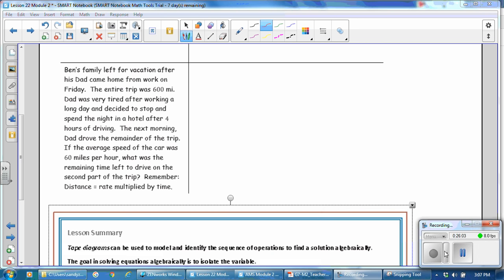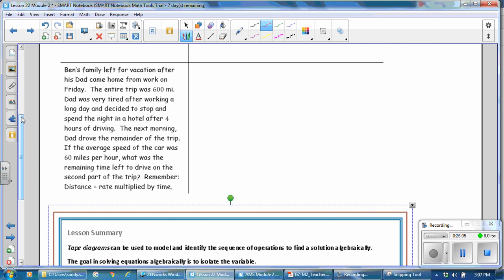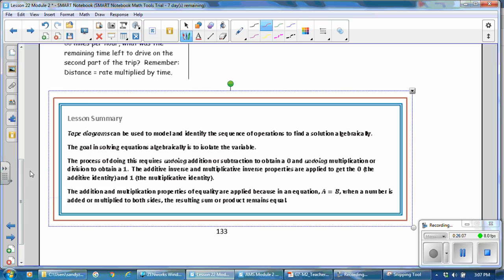We're going to skip this next question and go on to the lesson summary. In this lesson, you have learned tape diagrams can be used to model and identify the sequence of operations to find a solution algebraically. The goal in solving equations algebraically is to isolate the variable.